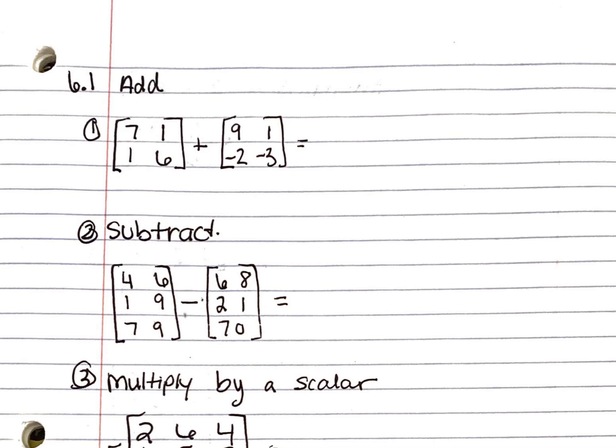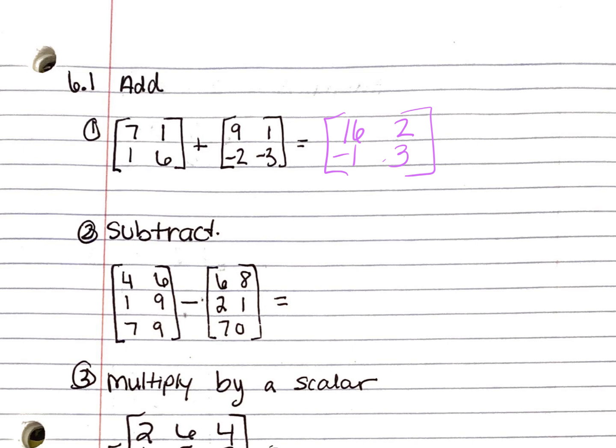Right, for chapter 6, when you're adding matrices, remember just add the numbers in the same spot. So you'll do like 7 plus 9, 1 plus 1, 1 plus negative 2, and 6 plus negative 3. That's your answer. So remember, for addition, they have to be the exact same size. If they're not the same size, it's no solution.